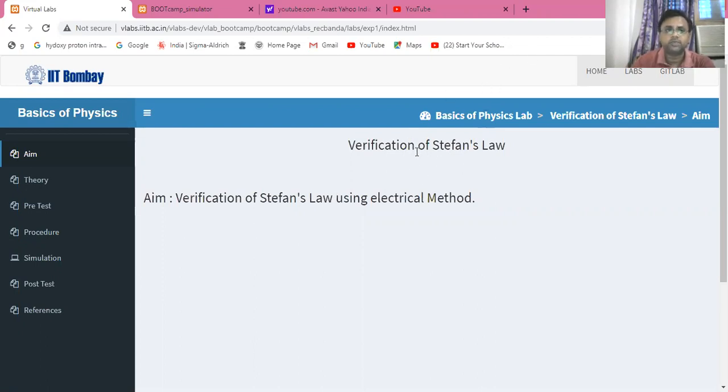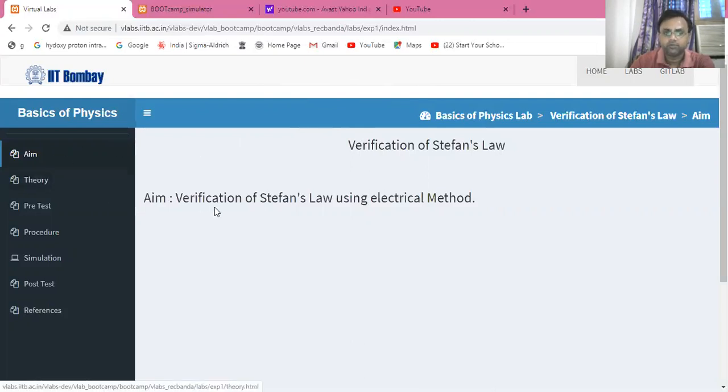This experiment is a virtual experiment constructed by IIT Bombay, and thanks to IIT Bombay for providing us these links so we can perform the experiment virtually. Okay, so first we open the link of this experiment, and the first thing is the aim.